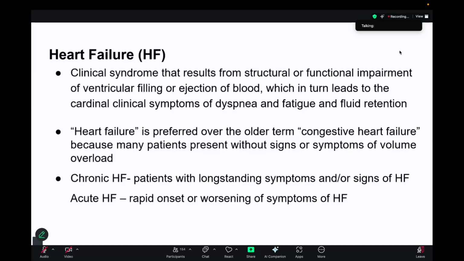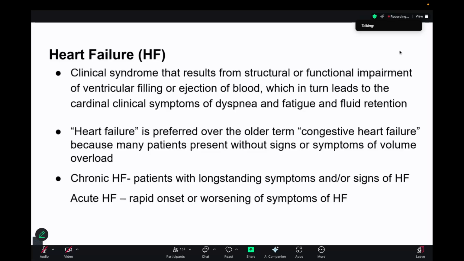Heart failure is preferred over the older term, congestive heart failure, because many patients present without signs or symptoms of volume overload. Chronic heart failure means the patient has long-standing symptoms and/or signs of heart failure, whereas acute heart failure means there is rapid onset or worsening of symptoms of heart failure.